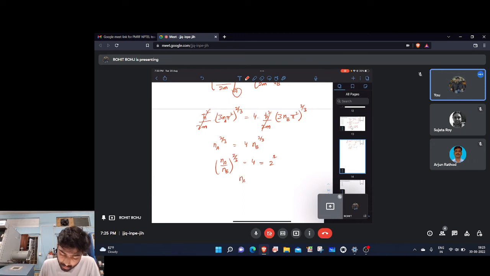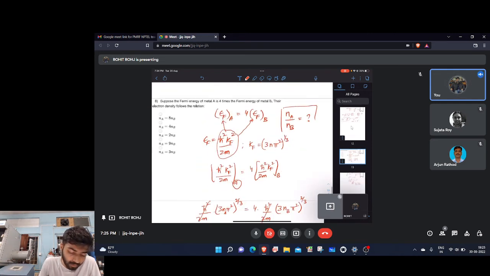So (nA by nB) to the power 1 by 3 is twice. Cubing both sides and multiplying the denominator to the right, nA becomes 8 times nB. So the electron density of metal A becomes 8 times the electron density of metal B, which is the following answer.